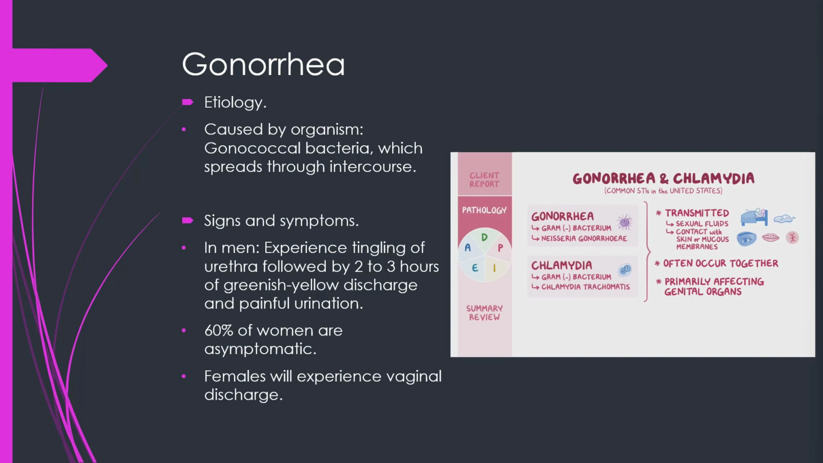60% of all women are asymptomatic with gonorrhea. Females will experience vaginal discharge. The management, it may result in sterility or arthritis if it is not treated. Penicillin is a common treatment. Individuals should avoid sexual contact until it is known that the disease is no longer active.